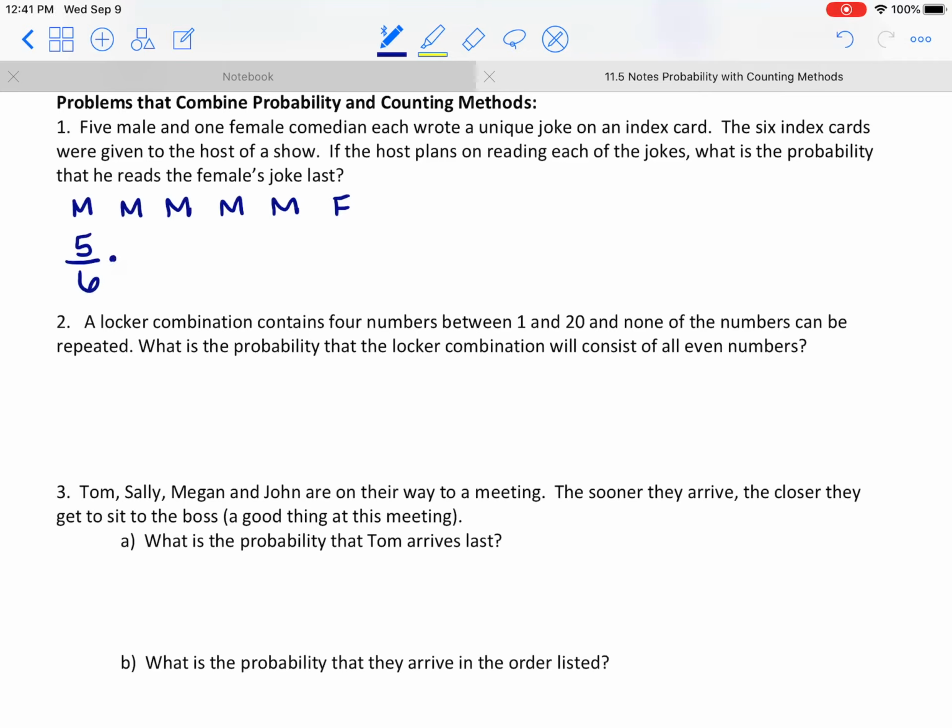Once 1 male joke has been told, there are only 4 left out of 5 total, and then 3 jokes left out of 4 total, 2 jokes left out of 3 total, 1 joke left out of 2 total, and then there's just 1 female joke and 1 joke left total. Okay, that's going to give us our answer.